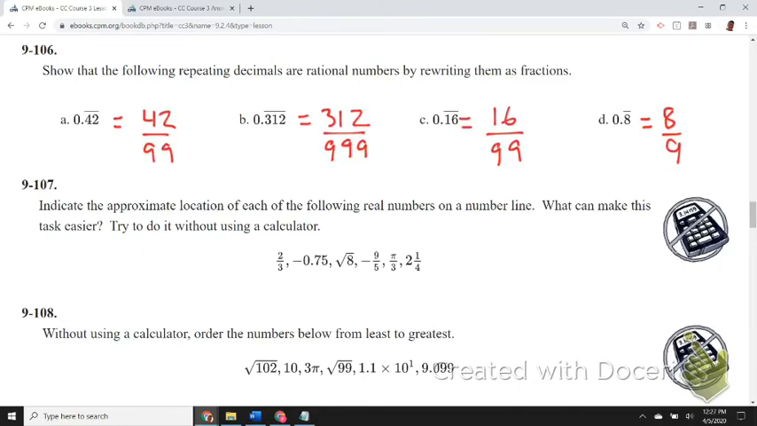Again, it's the same digits, going to be divided by how many nines? Well, you're going to ask yourself, how many digits do we count here? There's 2 digits, a 4 and a 2, so there's going to be 2 nines. For problem B, there are 3 digits, so there's going to be 3 nines, right? Problem C, 2 digits, going to be 2 nines, and then problem D, there's only 1 digit, it's in the 10th place, so it's going to be divided by only 1 nine.